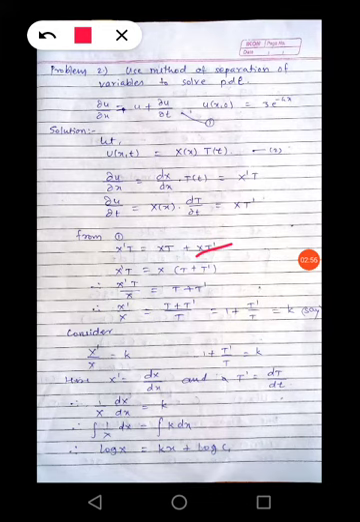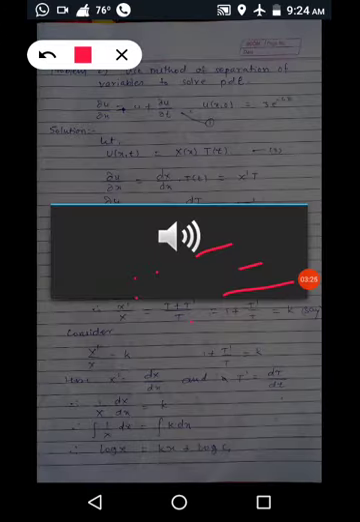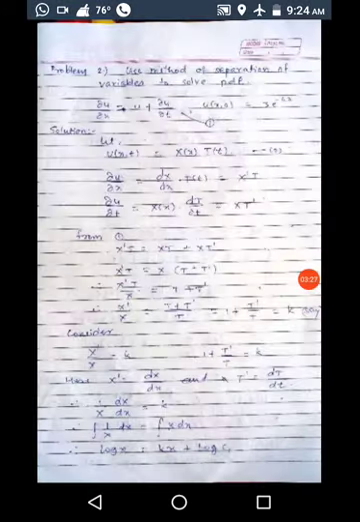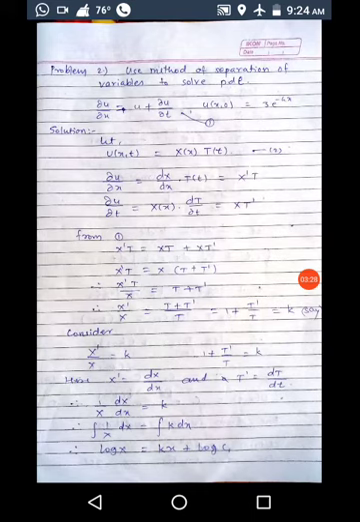In the next step, we take X common and write all the things as they are. We take this X to the left-hand side, so X dash T divided by X is equal to T plus T dash. Then we take T to the right-hand side. Therefore X dash divided by X is equal to (T plus T dash) by T, which is T by T plus T dash by T, which is equal to 1 plus T dash by T, equal to k, say, where k is any constant.